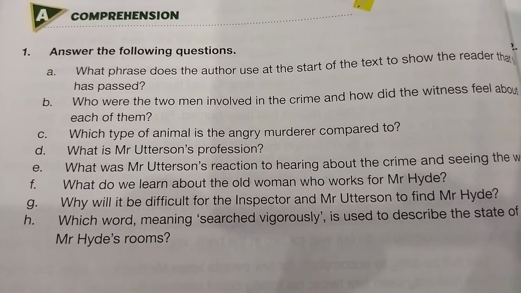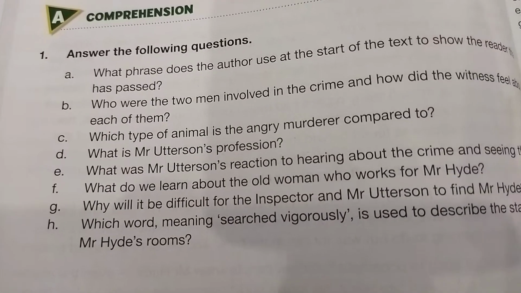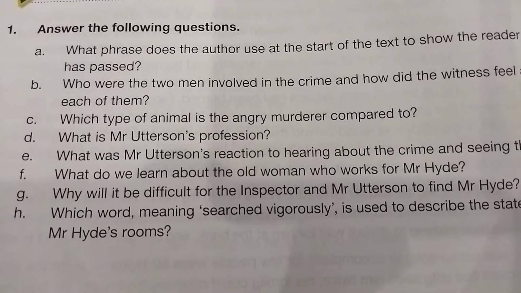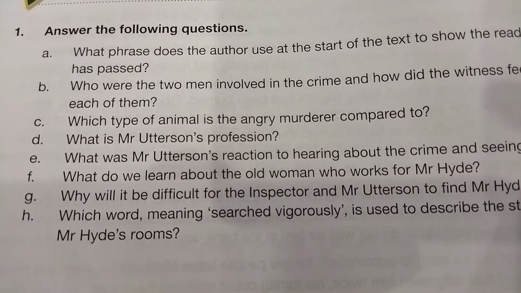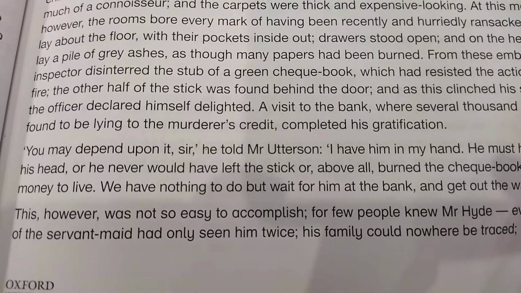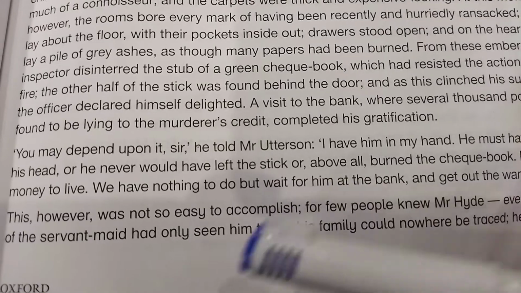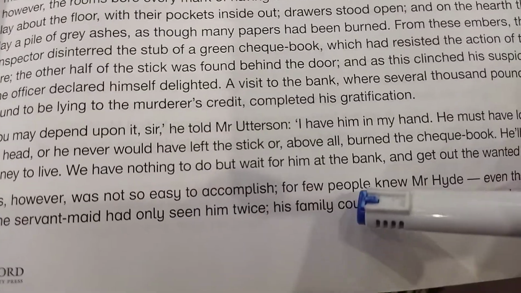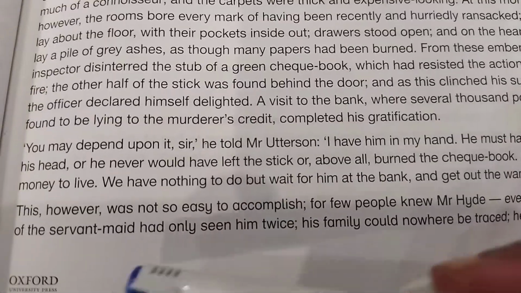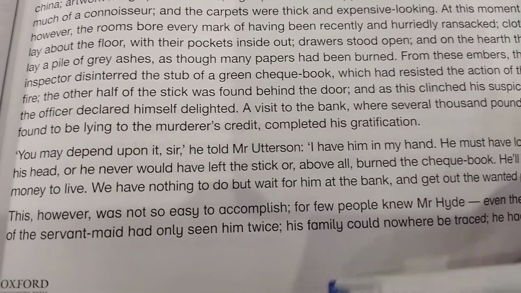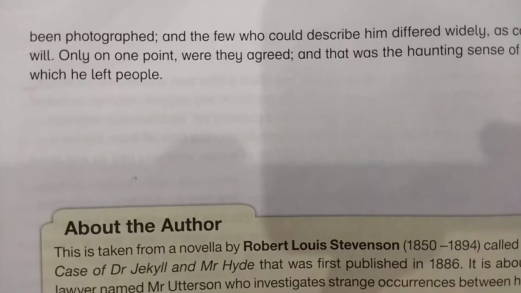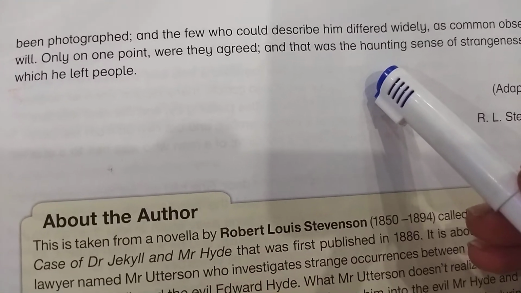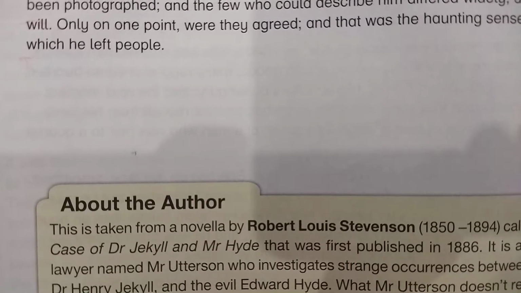Here comes part G. Why will it be difficult for the inspector and Mr. Utterson to find Mr. Hyde? What were the difficulties that they are going to face in finding Mr. Hyde? You'll find the answer at the bottom of page number 47: this, however, was not so easy to accomplish, that is, to find Mr. Hyde, because few people knew Mr. Hyde. Even the master of the servant maid had only seen him twice. His family could nowhere be traced. He had never been photographed, and the few who could describe him differed widely as common observers.